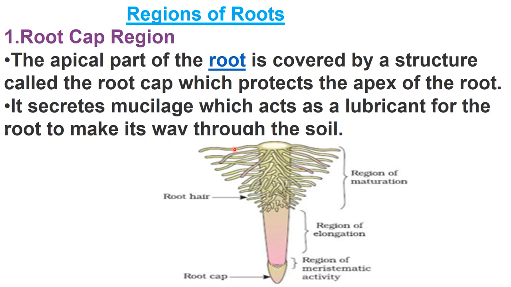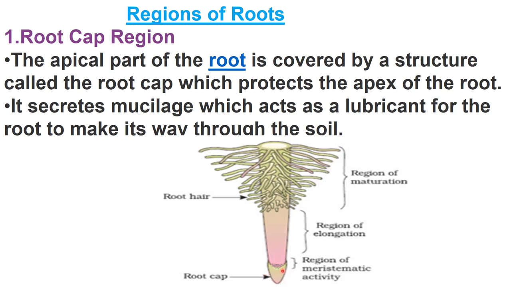Now let's start with the regions of root, that is, what are the different regions present in the parts of the root. Okay, so first part of the root is root cap region. See here, this is a complete root. Okay, and this on the tip, this first part of the root is called root cap. So this region is called root cap region. So we can say the apical part of the root. Root cap region is the apical part of the root, which is covered by a structure called root cap. Here you can see this apical part is covered by this structure, and this is called root cap.